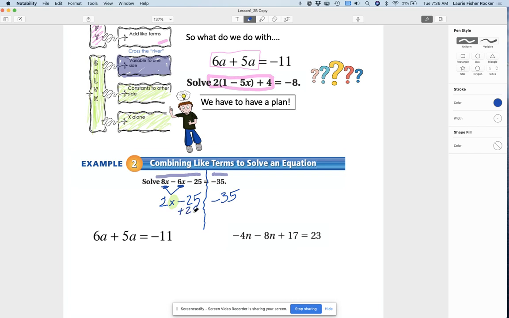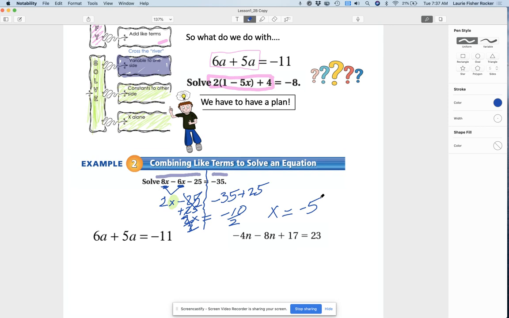Get rid of the 25 by adding 25 to both sides. I'm going to put it out to the side because you can see I'm running out of room. That makes that 0, so I've eliminated that. I've got 2x equals negative 10. Divide by 2, divide by 2. And I'm going to write this out to the side. The 2 is eliminated because divide by 2 makes it 1. And so we end up with 1x equals negative 5. Okay, so that is how we solve that.